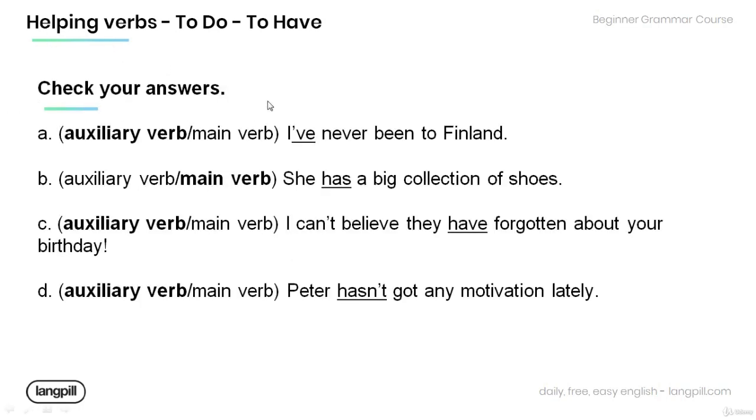Now let's check your answers. I've never been to Finland. Auxiliary verb. She has a big collection of shoes. Main verb. I can't believe they have forgotten about your birthday. Auxiliary verb. Peter hasn't got any motivation lately. Auxiliary verb.